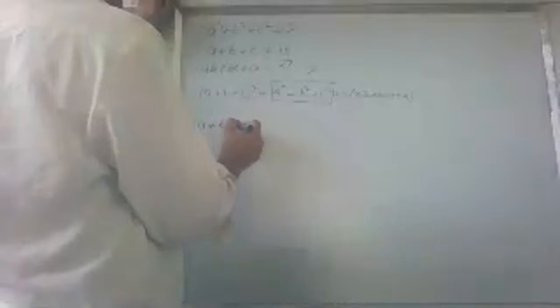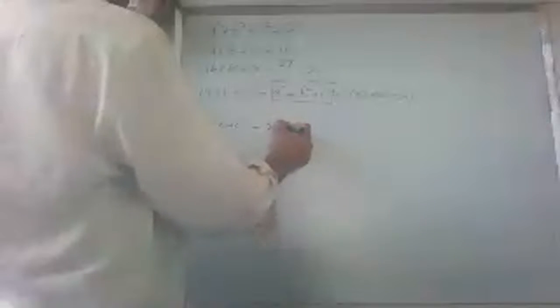Leave it here because we have to find this. Bring it here: a square plus b square plus c square is a plus b plus c whole square minus 2 times ab plus bc plus ca. This is given, 169 minus 54, and 115 has become the answer. Now, these are some simple questions.